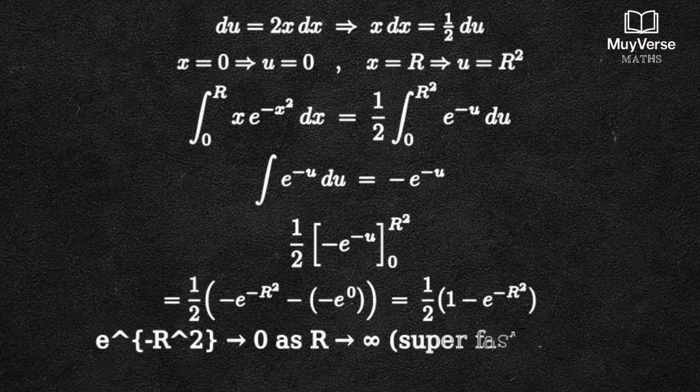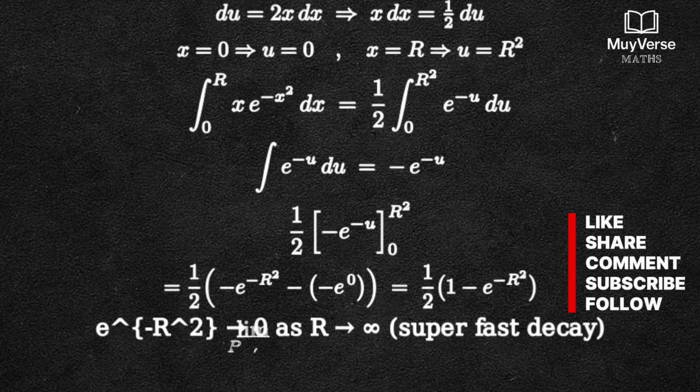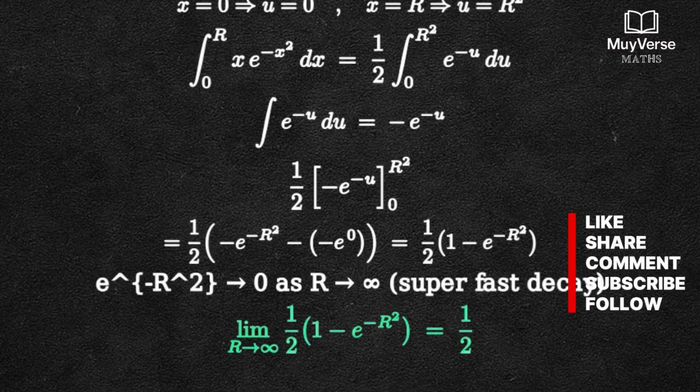Step 4. Take the limit as r goes to infinity. Because e to the negative r squared goes to 0 very fast, the limit becomes 1/2 times 1, which is 1/2. Therefore, the value of the improper integral is 1/2.